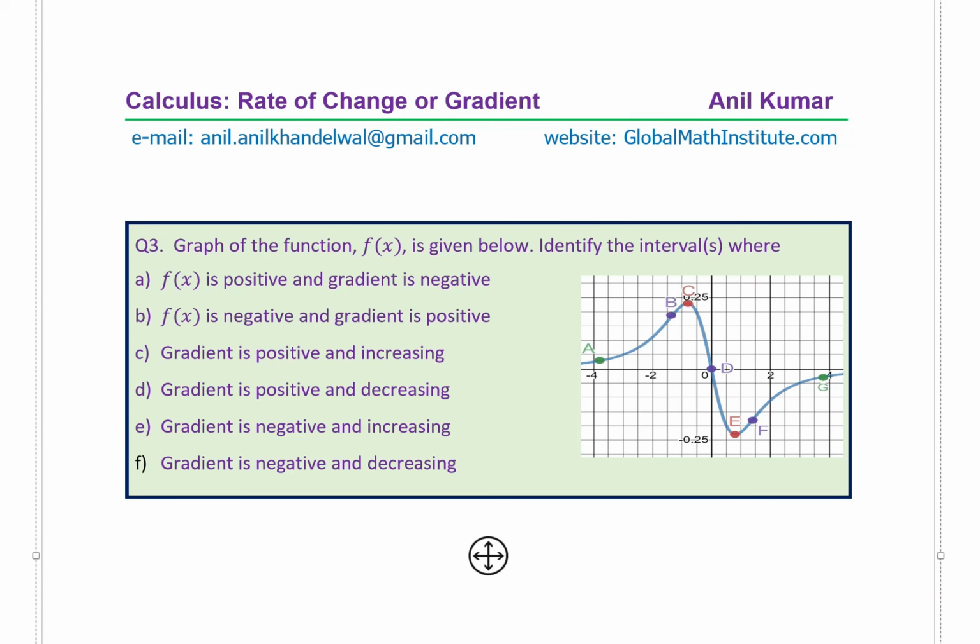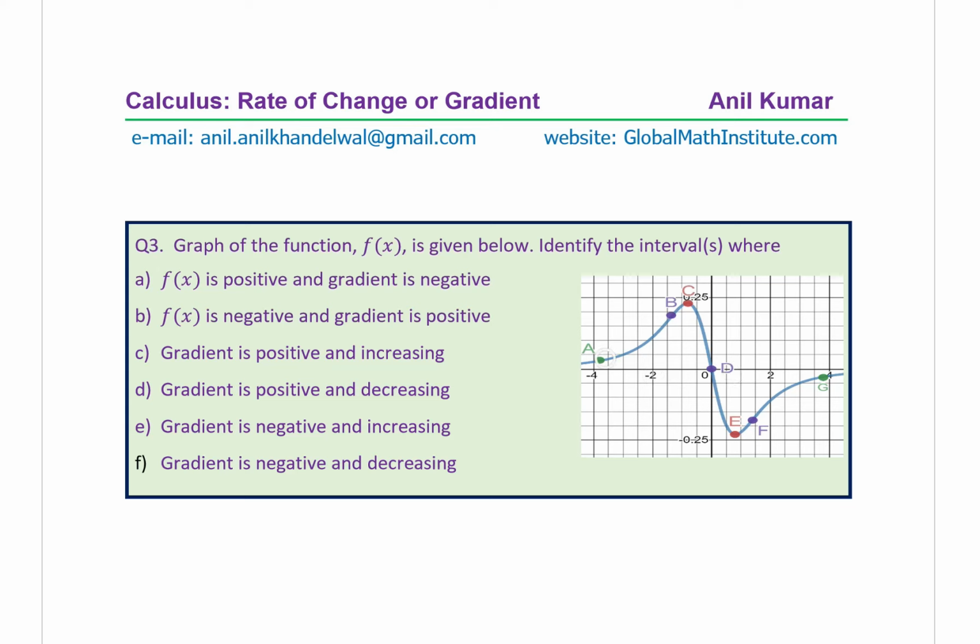Question number 3. Graph of the function f of x is given below. Identify the intervals where, so this time we will relate the function value with the gradient. The very first one is where the function f of x is positive and the gradient is negative. Now f of x is positive if the graph is above the x-axis, right? So f of x is positive in this particular portion.